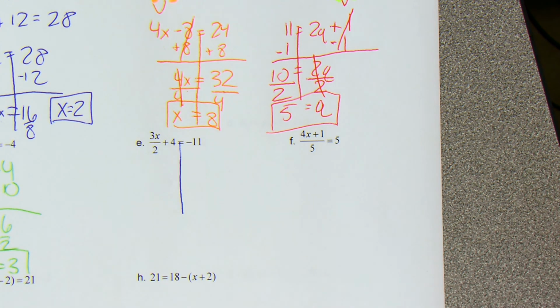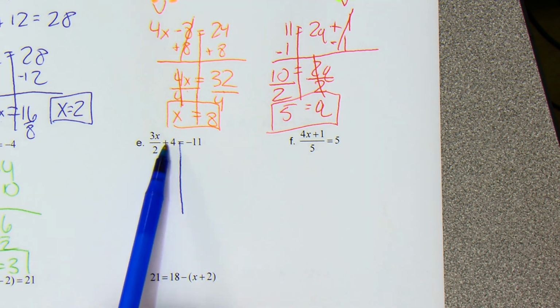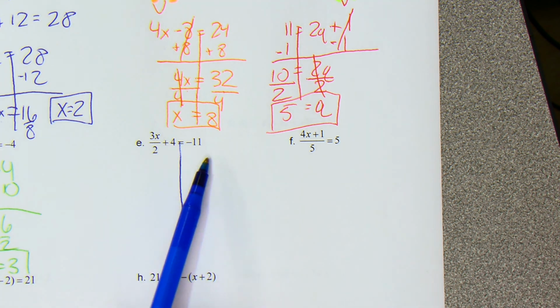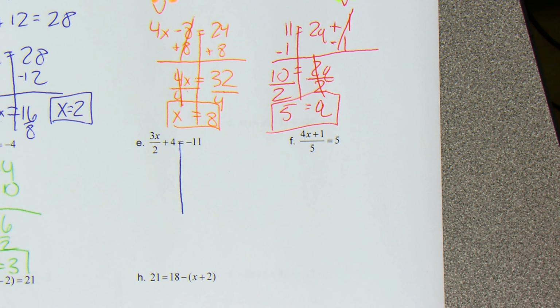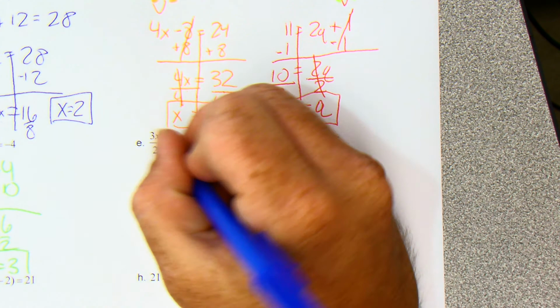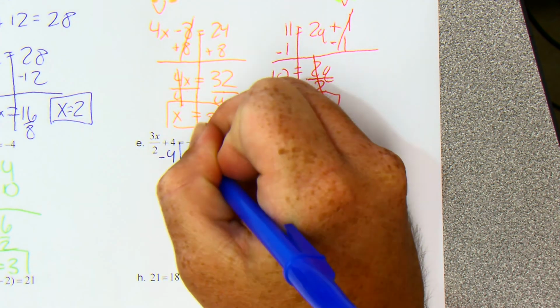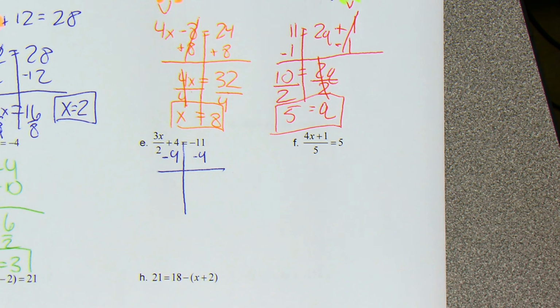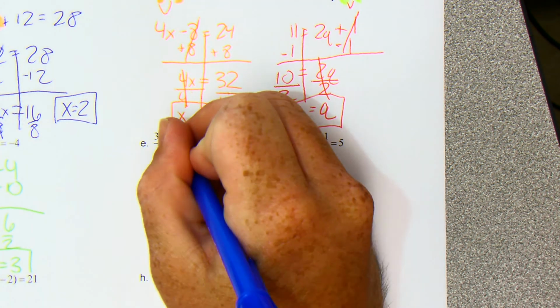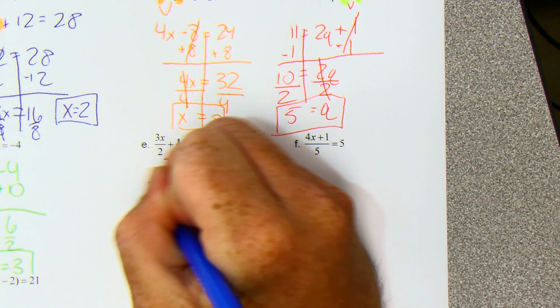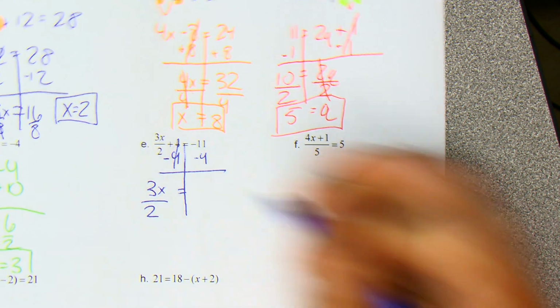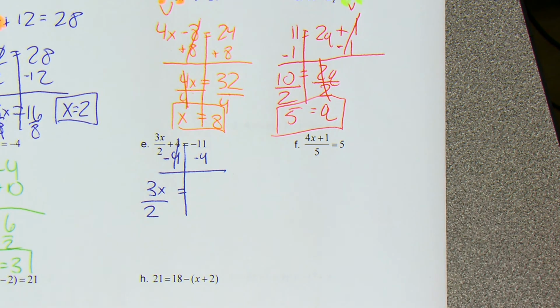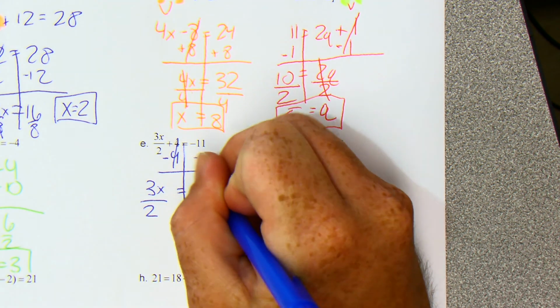Okay, in order to remove this addition or subtraction, I need to move this +4 to the other side of the equal sign. And the way I do that is with the opposite operation. Okay, so the opposite of a +4 would be a -4. So I'm going to subtract 4 on both sides of the equation. 4 minus 4 is 0. So I'm left with 3x divided by 2 equals, and -11 minus 4 gives us -15.